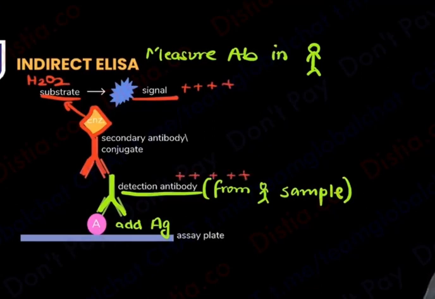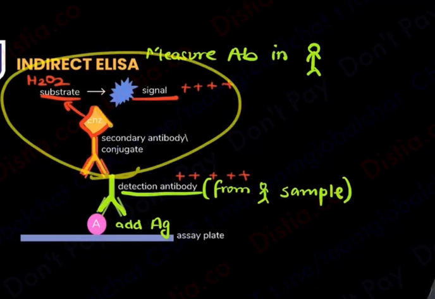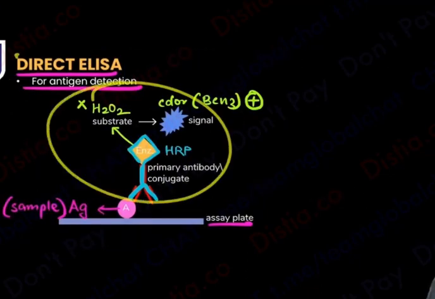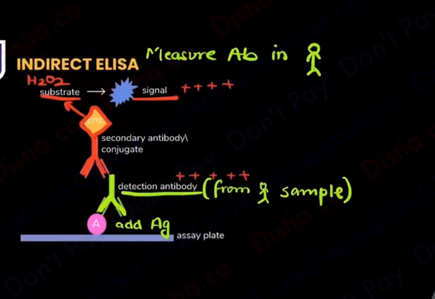So ultimately I realized adding an antibody which is linked with an enzyme, and the enzyme will break the substrate H2O2 and the color will come out. That was there in direct ELISA also. That is there in indirect. That will be there in every ELISA. What you are detecting will change.